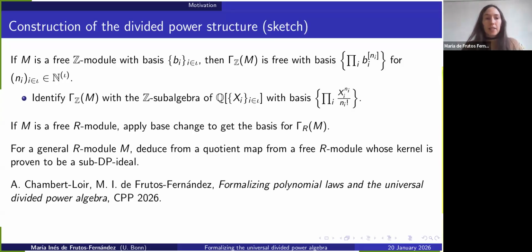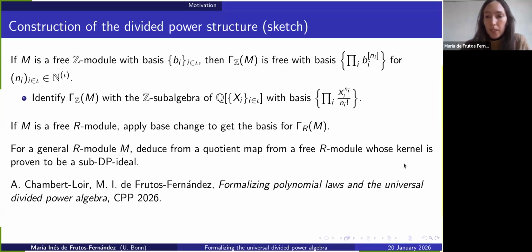And then in the general case, where we have a general R-module M, in that case, we can deduce it from a quotient map from a free R-module. So we use a presentation of the module M to get a quotient map from a free R-module. We have to prove that the kernel of this quotient map is a sub-divided power ideal. And if we do this, we prove a general theorem that in this case allows you to construct divided powers on the image. So that's how we get the divided power structure in the general case.